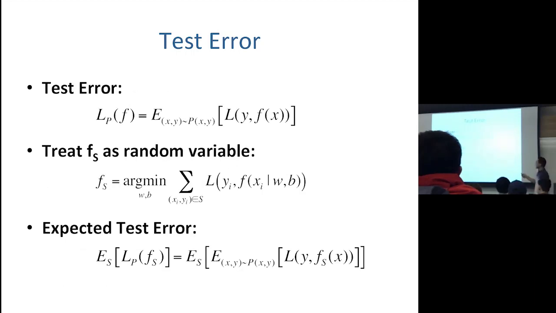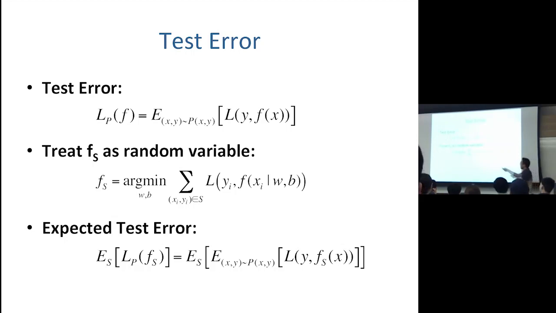Yeah, so this is test error. I'll call this test error loss with respect to this distribution, capital P, of some function f. Now, one of the things that people often do, and this will become more useful in about a week when we talk about bagging and boosting, is treat the learned classifier as a random variable when they analyze these types of methods.